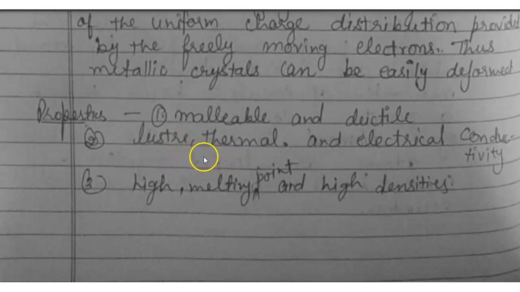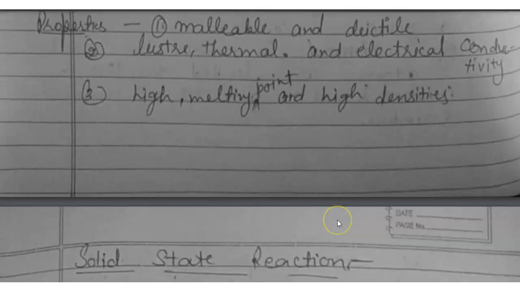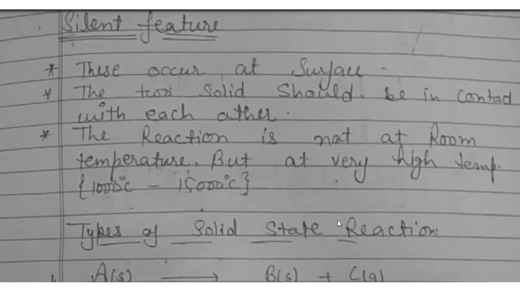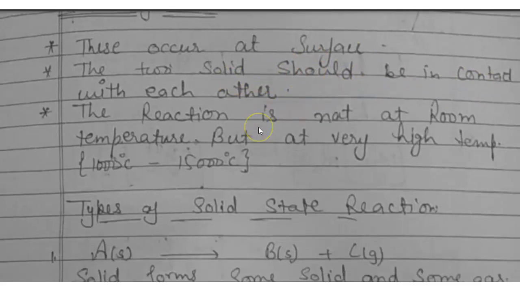Lustrous, luster means shining nature; thermal conductivity means conducting heat; and solids have a high melting point and high density. Now, next salient feature of solid state reactions: these occur at the surface. So you can see that it is solid, so it can occur at the surface. The two solids should be in contact with each other.